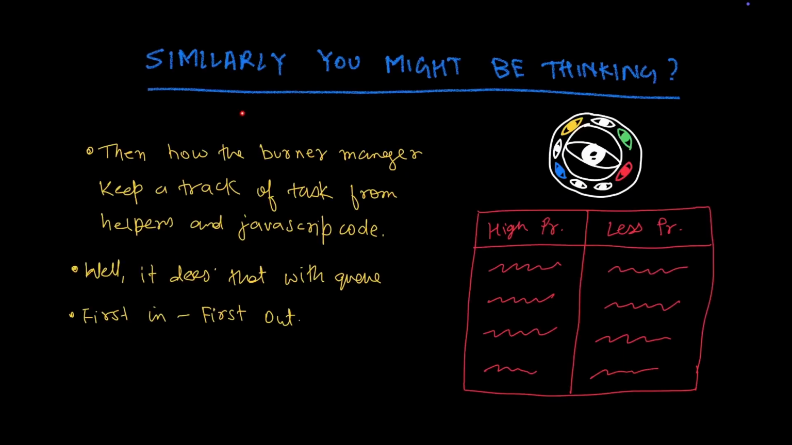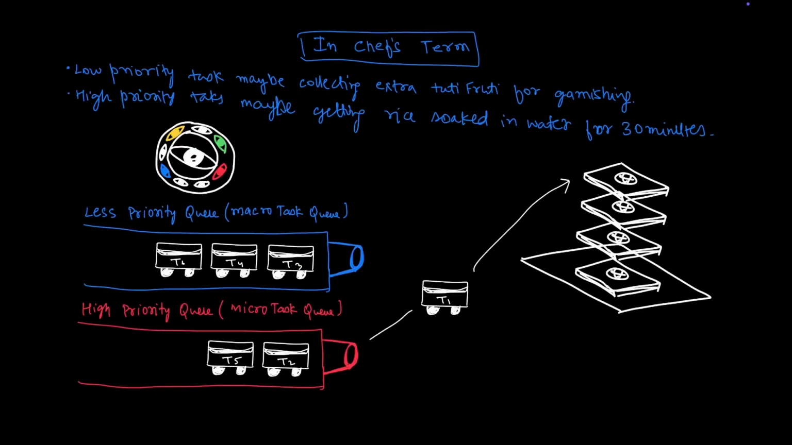This is what the call stack means: it keeps track of which task to execute. Similarly, you might be thinking, how does the burner manager keep track of tasks from helpers and JavaScript code? It does that with a queue, which follows the order first in, first out. We'll look at this in a second. Let's get to our next slide.